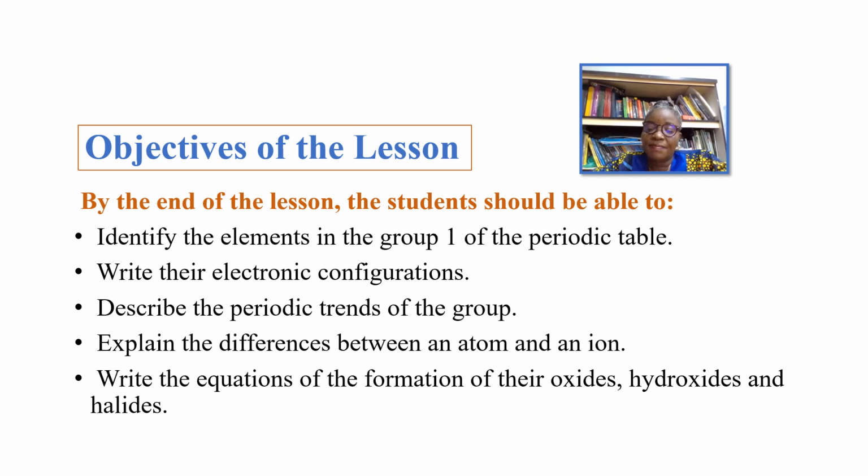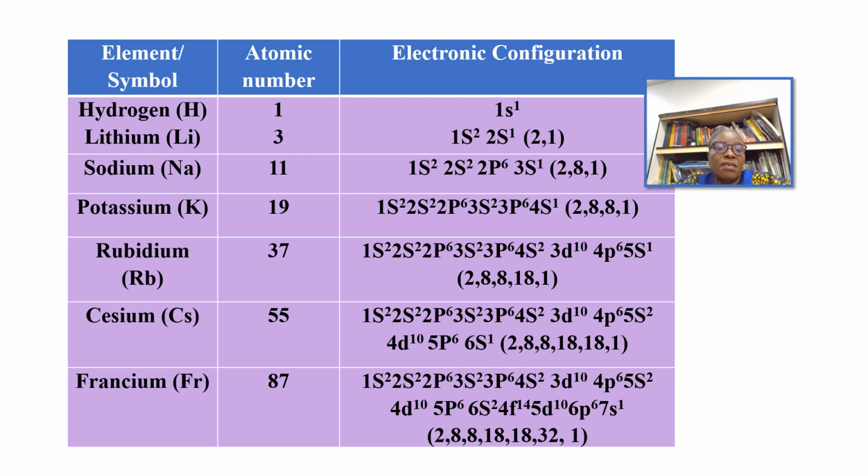The elements and symbols of the Group 1 metals are hydrogen, lithium, sodium, potassium, rubidium, cesium, and francium. Hydrogen has atomic number 1, lithium 3, sodium 11, potassium 19, rubidium 37, cesium 55, and francium 87.